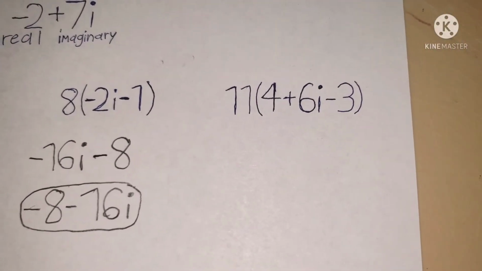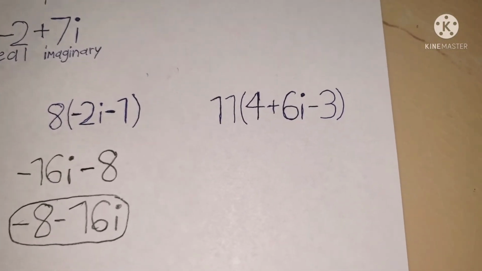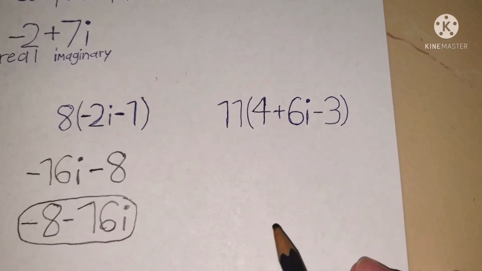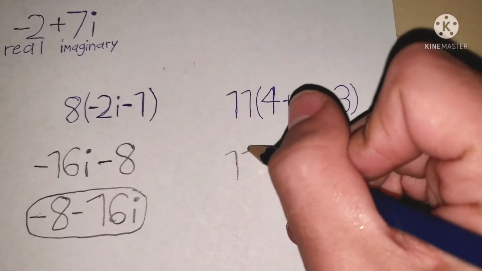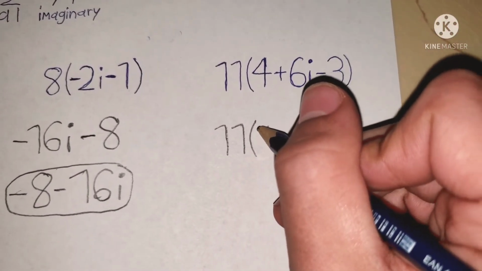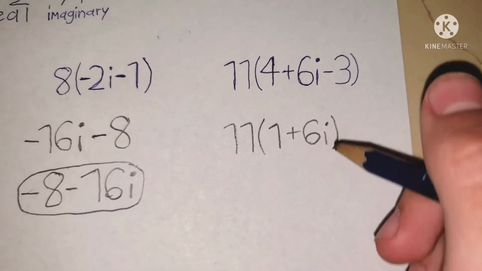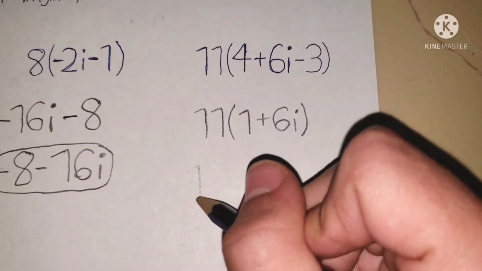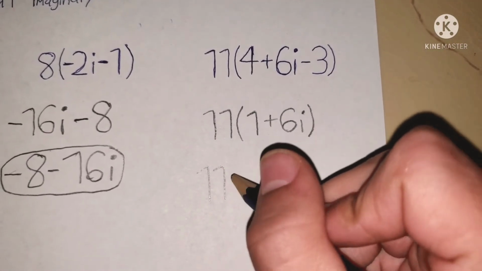Last but not least, 11 parentheses 4 plus 6i minus 3. Now how does it work here? Well, first you're going to have to subtract the 4 and the 3. So 4 minus 3 is going to be 1. I'll show you here, so it stays the same because you're going to have to multiply it afterwards. So now you have to multiply. So 11 times 1 is going to be 11. And 11 times 6i is going to be 66i.